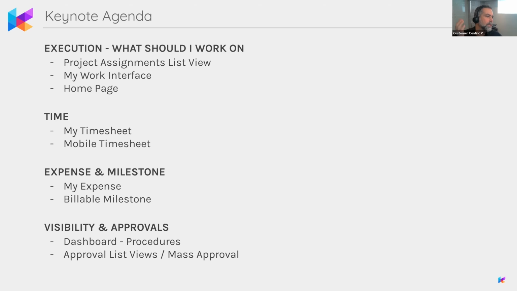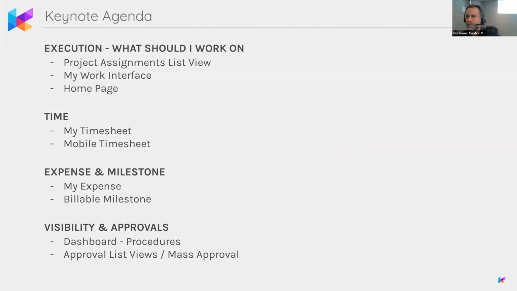And then billable milestones, expenses, and visibility and approval. It's always a question of process and having the good tools to empower those concepts or metrics with your team. So the dashboard is a key point. We're going to look at that and the approval process. So that's it for the slides.